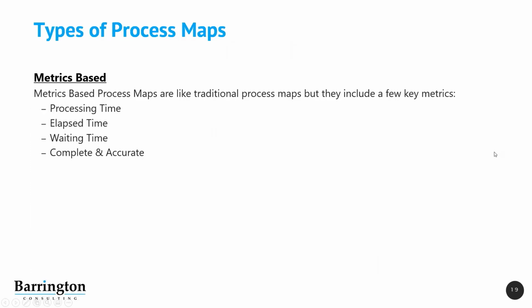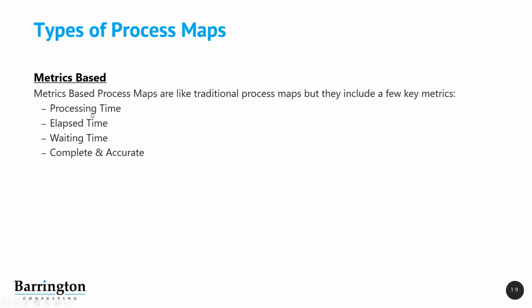Now, let's take this a little bit further. Let's talk about metrics-based process mapping. A metrics-based process map is exactly like a traditional process map, with the key exception that we bring in data. This allows us to do a couple things. Let's first define what are some of those metrics that we bring in.